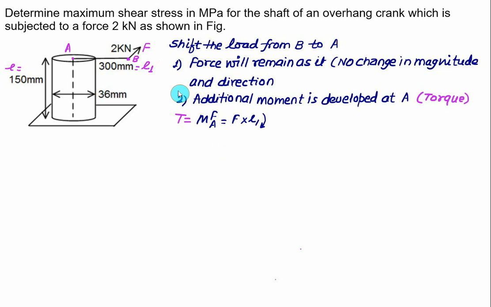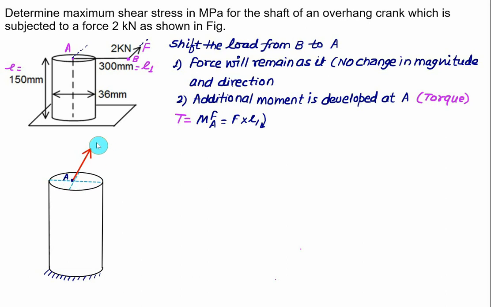Whenever we are shifting a force from any point and the line of action has to be changed, you have to follow two steps. The first step is that the force will remain the same, with no change in magnitude and direction. So the same force you have to show at point A, and this value of the force F will be equal to 2 kN.